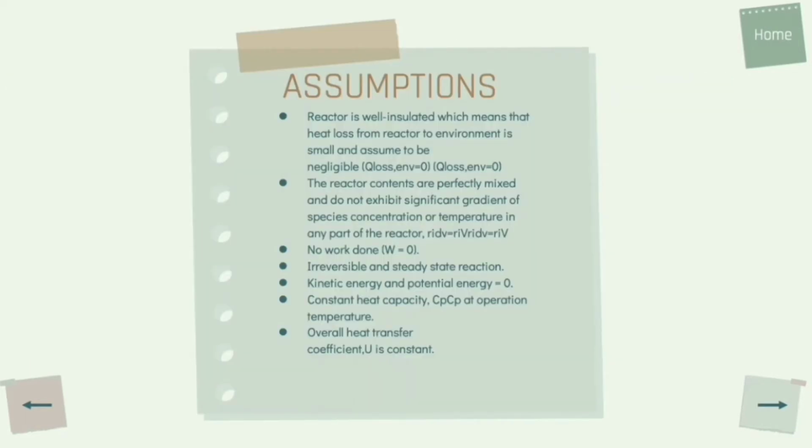There are a few assumptions that we consider before developing the model, such as reactor is well insulated, which means that the heat loss from reactor to environment is small and deemed to be negligible. The reactor contents are perfectly mixed and do not exhibit significant gradient of species concentration or temperature in any part of the reactor. No work is done. It is an irreversible and steady-state reaction. The kinetic energy and potential energy are equal to 0. The heat capacity is constant at operation temperature, and the overall heat transfer coefficient is constant.